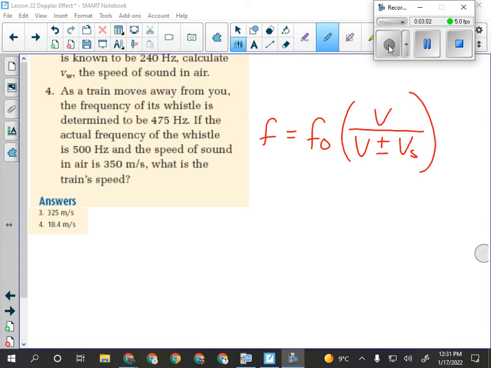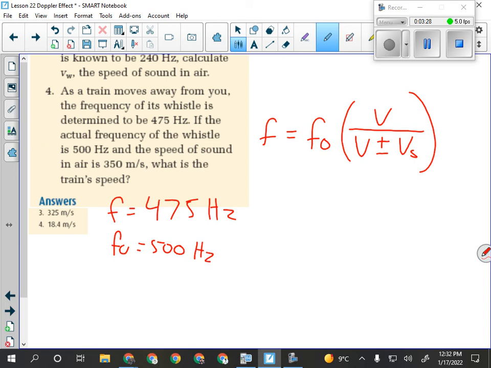So in this question, okay, we said we're looking for VS in this question. So the givens are that the frequency of its whistle is determined to be, okay, 475 hertz. So I would say that's F. And we can confirm that in just a minute. Okay, the actual frequency of the whistle, confirmed. Okay, this actually said the actual frequency of the whistle, so that's FO is 500 hertz. Here's where I was going to confirm it. Okay, I know it's moving away from me, so I know that this frequency should be lower than this one. Okay, all right.